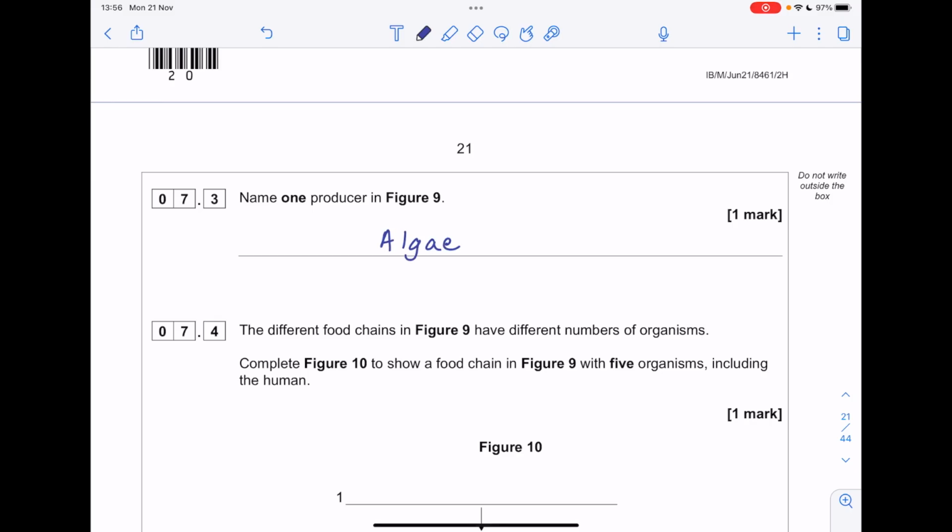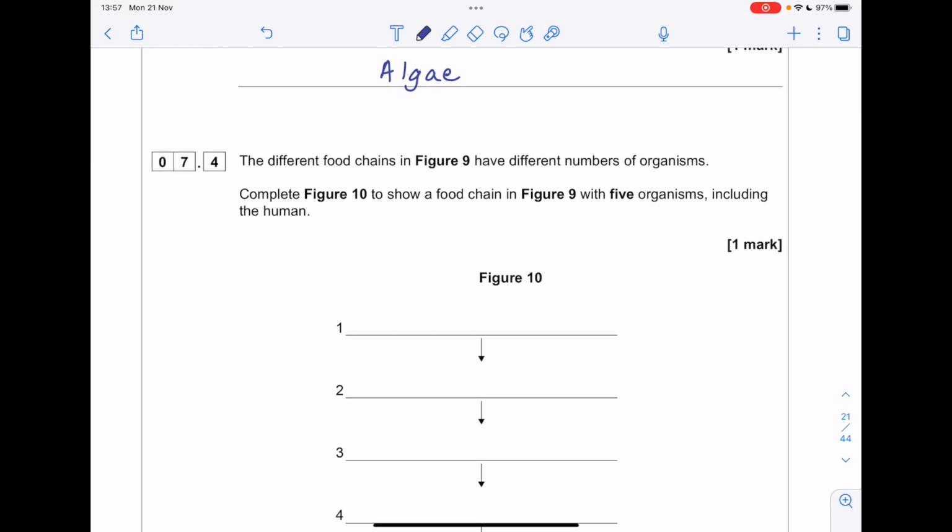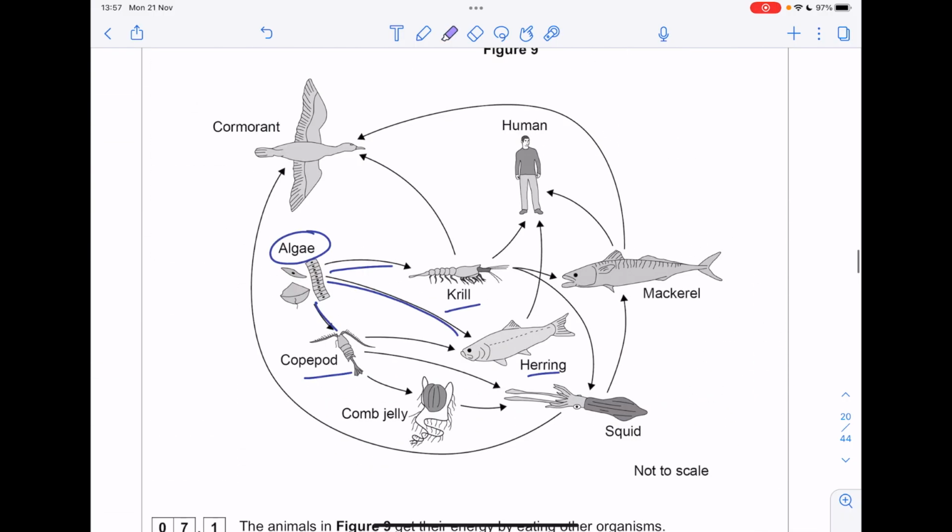The different food chains in Figure 9 have different numbers of organisms. Complete Figure 10 to show a food chain with 5 organisms, including the human. So we know we need to start with algae. We need to end with human. So we need 3 organisms between them: 1, 2, 3. Because the energy flows algae to krill, to squid, to mackerel, to human.